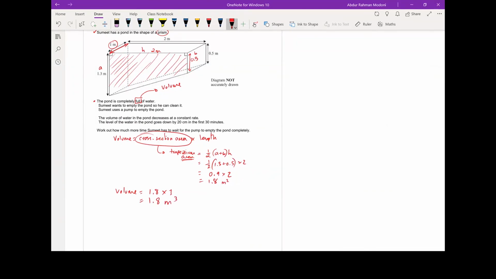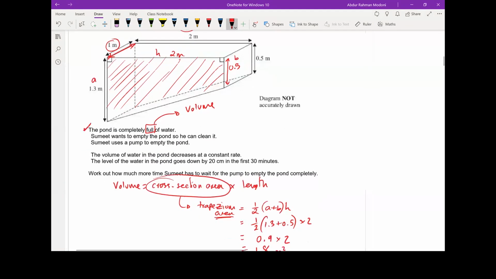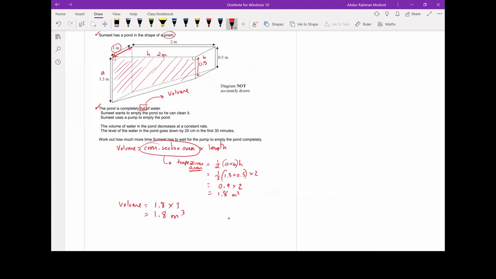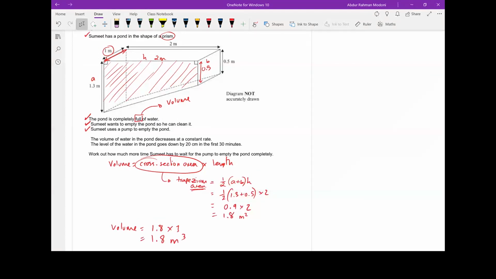Now I've worked out the volume, all just from that second sentence. Okay. Right, so what next then? Well, then it goes on to say Samit wants to empty the pond so he can clean it. Okay, I've understood that he needs to empty the pond. It's full of water, so we need to try and get rid of that whole 1.8 meter cubed. Samit uses a pump to empty the pond. Understood. It then goes on to say the volume of the water in the pond decreases at a constant rate.